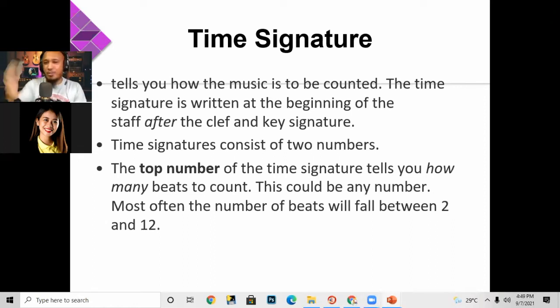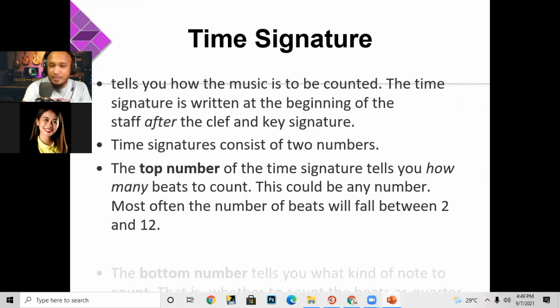3 beats per measure. 1, 2, 3. Or 2 beats per measure. 1, 2. Or 4 beats per measure. 1, 2, 3, 4. Meaning, any number na nakalagay sa upper number, that's the number of beats per measure. Tandaan niyo yan. Again, the upper number indicates the number of beats per measure. Take note of that. Kung 7, 7 beats per measure. Kung 12, 12 beats per measure.